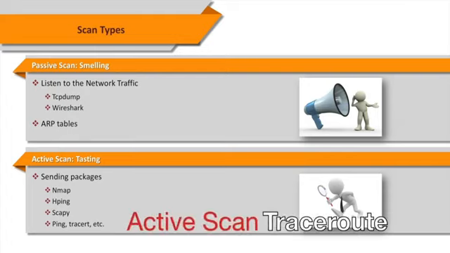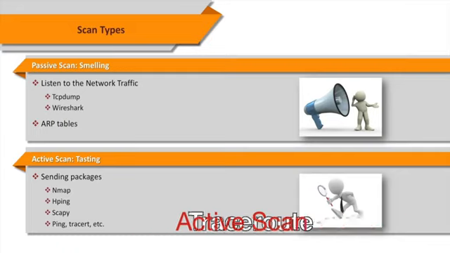Traceroute is a utility that records the route, the specific gateway computers at each hop through the network between your computer and a specified destination computer, so you can find out the network devices between you and the target and identify the network topology.